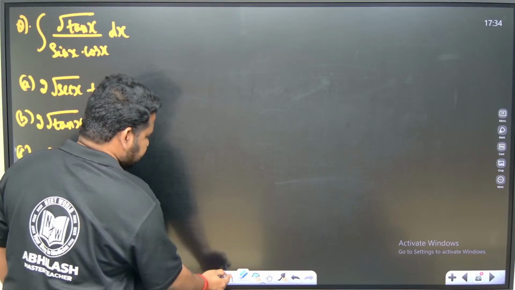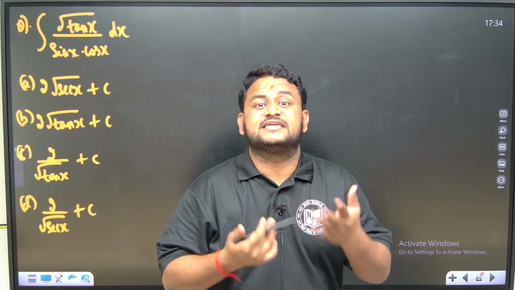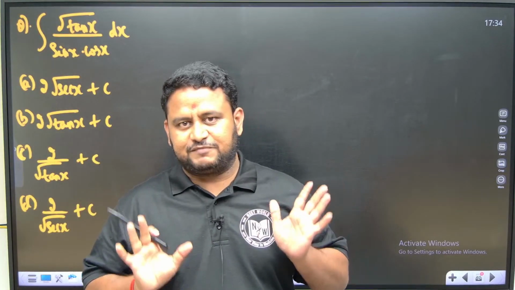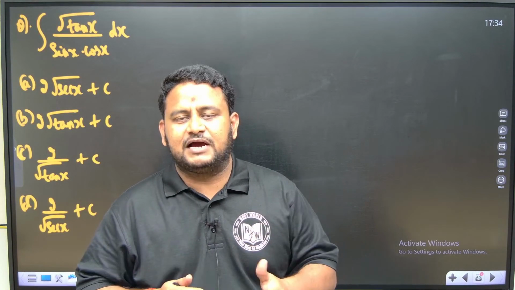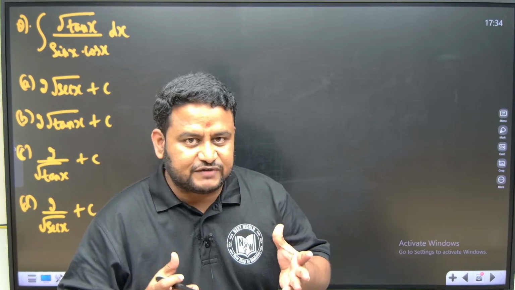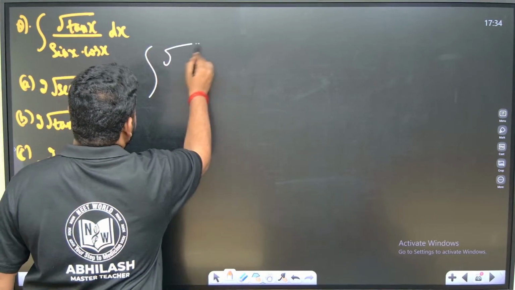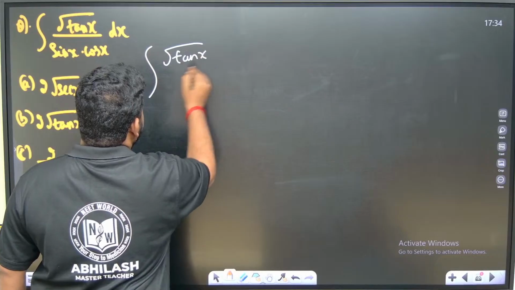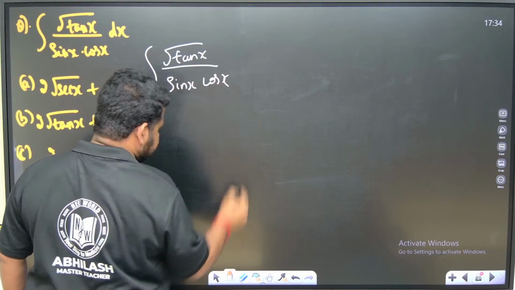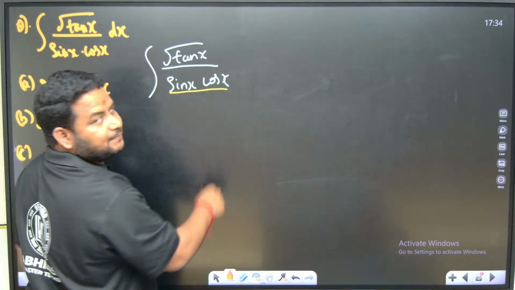whenever I have tan, I have always told you, I should bring it to a form where I get secant, preferably secant square x. Why? Because the derivative of tan is secant square. So in this question, I have root tan x divided by sin x by cos x. So here my first step is to divide and multiply by cos x.